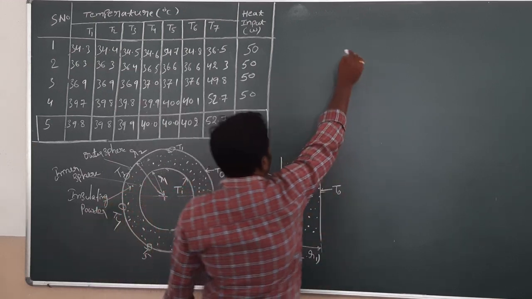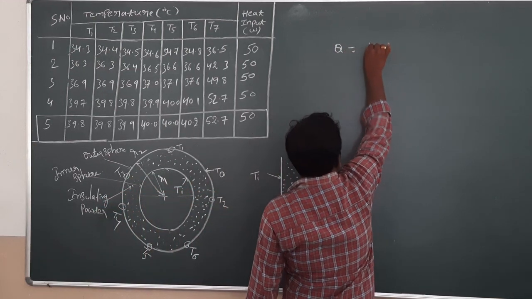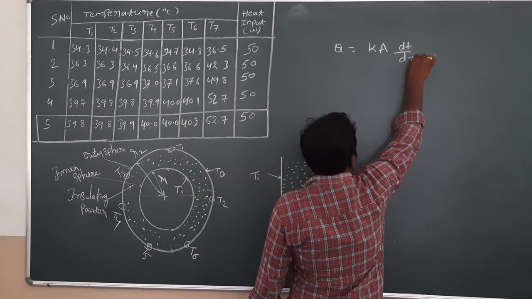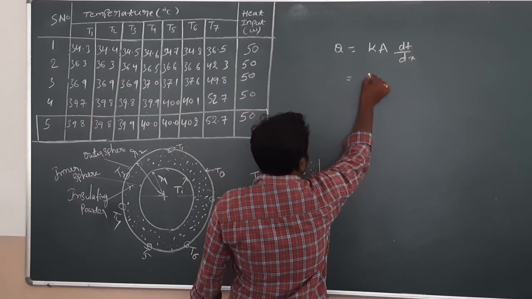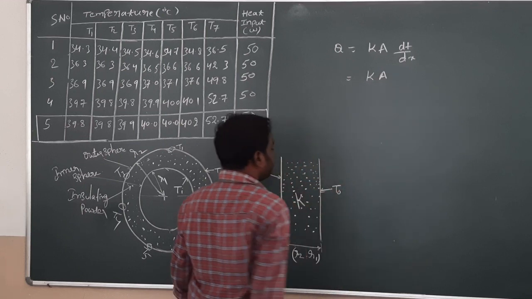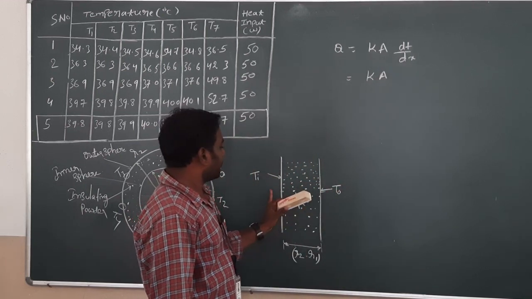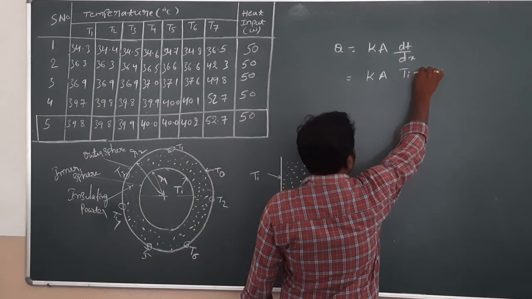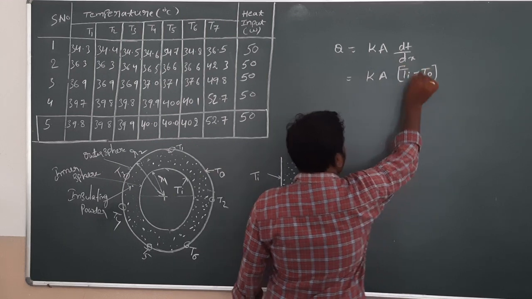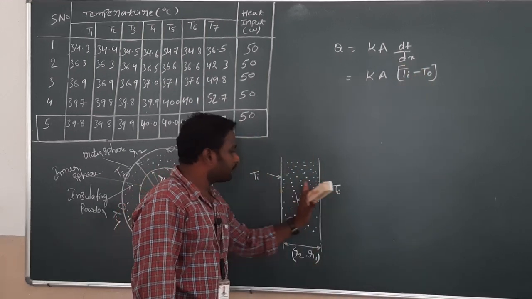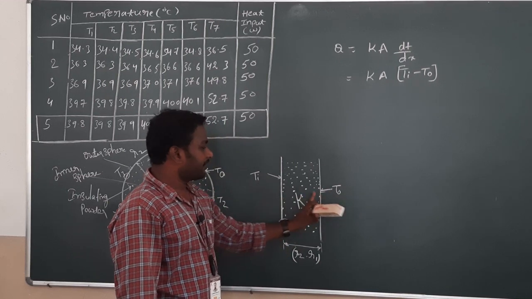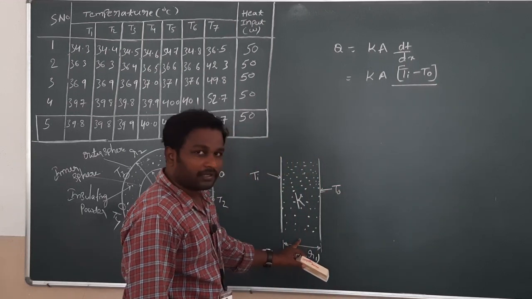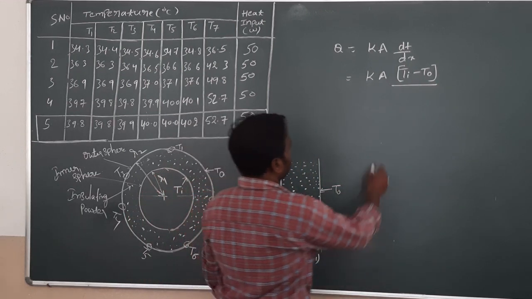So apply Fourier law of heat conduction. Q equal to K A dT by dx. K into A into the temperature difference, that is the inside temperature and outside temperature difference. Here I am writing Ti minus T naught because heat is flowing from inside to outside. Ti is the higher temperature and T naught is the lower temperature, and dx is the thickness of the wall. Thickness of the wall is R2 minus R1.